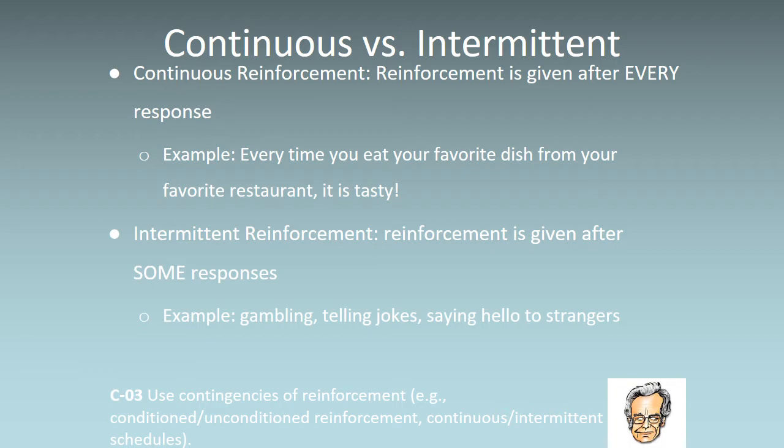And then there's this idea of continuous versus intermittent reinforcement. Continuous reinforcement says that reinforcement is given after every response. For example, every time you eat your favorite dish from your favorite restaurant, it is tasty. Or every time I press that little button on my phone, the screen comes on. Intermittent reinforcement says that reinforcement is given after some responses.